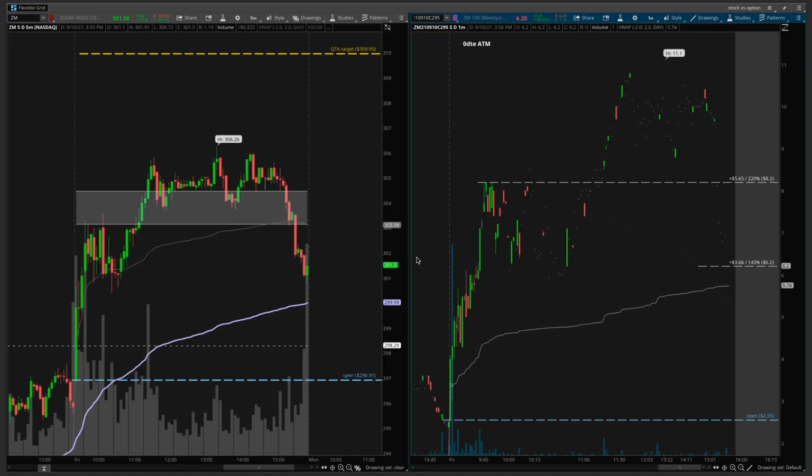And finally, the last ticker, this is the one that I actually traded, was Zoom. Here goes the open. Here was the target.